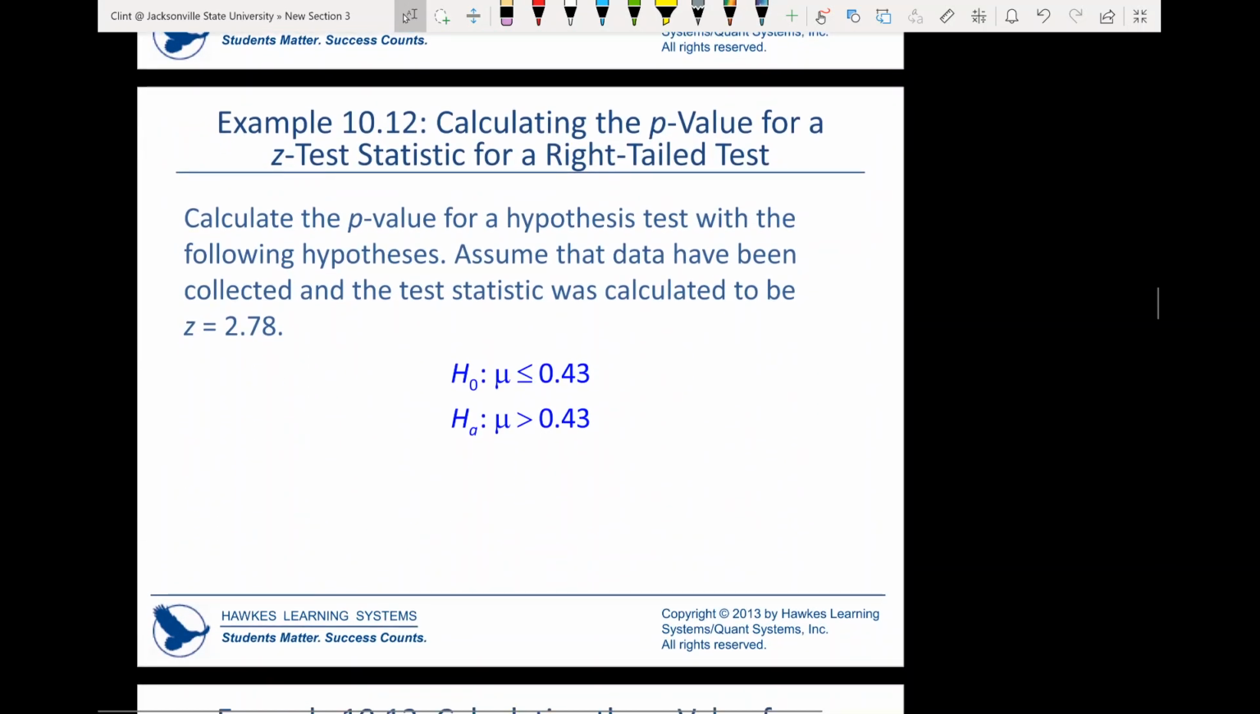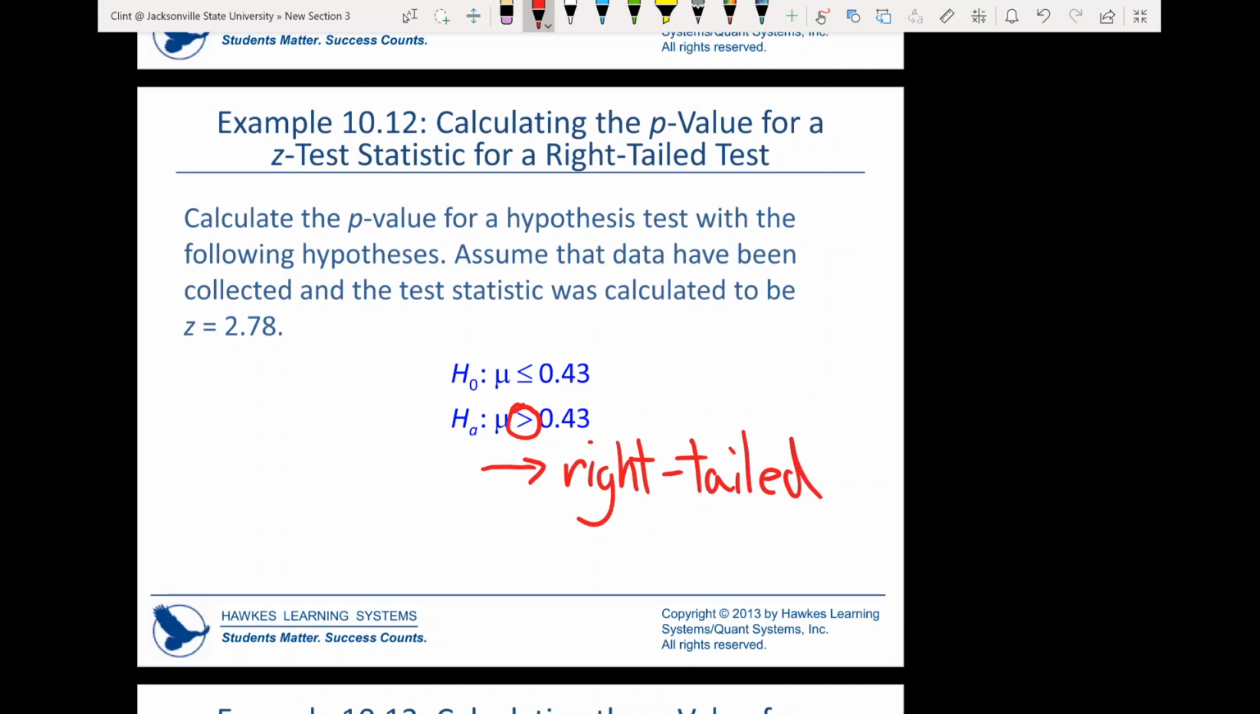Okay, same idea, we want to calculate the p-value. This one ahead of time has calculated the test statistic for us, so our test statistic here is 2.78. Now we need to figure out what type of hypothesis test we're doing. So we look at the symbol in the alternative hypothesis. This points to the right. So this is a right-tailed test. Okay. And so since this is a right-tailed test, that means we want the area to the right of our test statistic, 2.78.